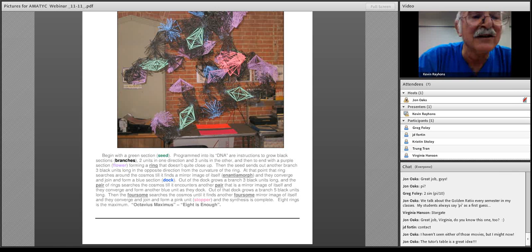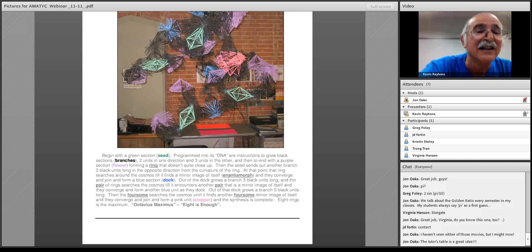I'll just read it to you, if I can even see it. It says, begin with a green section, which I call a seed. Programmed into its DNA are instructions to grow black sections or branches 2 units in one direction and 3 in the other. And then to end with a purple section, which is called a flower. That's the ending, forming a ring that doesn't quite close. Then I grow out of that ring in the other direction, and then I look around in space and find another ring that's a mirror image of it, and they join and dock at the blue one.